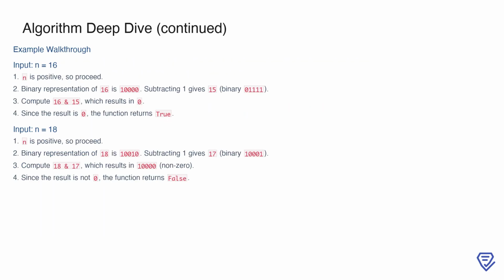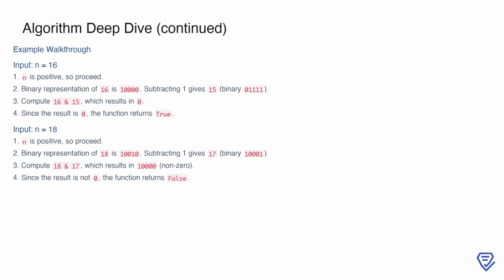Let's now walk through two examples to see the algorithm in action. First, consider the input n equals 16. Since 16 is positive, we move forward. The binary representation of 16 is 10000. Subtracting 1 gives 15, which in binary is 01111. Performing the AND operation between 16 and 15 results in 0. Because the result is 0, the function returns true, confirming that 16 is a power of 2.